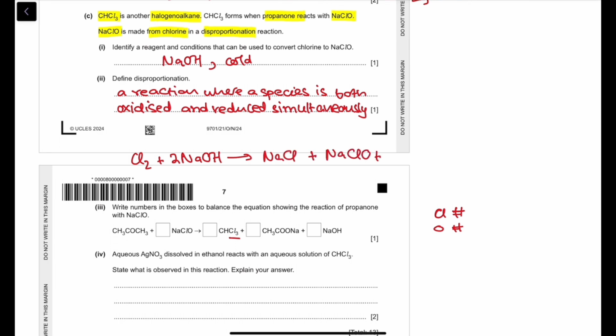NaClO plus H2O. And you can see that chlorine is actually oxidized and reduced. We can determine this by looking at the oxidation state changes. So in chlorine, it's an element, so it has an oxidation state of 0. In sodium chloride, it has an oxidation state of -1, so it's gained an electron, so it's been reduced. And in sodium chlorate, it actually has an oxidation state of +1, so it must have been oxidized.